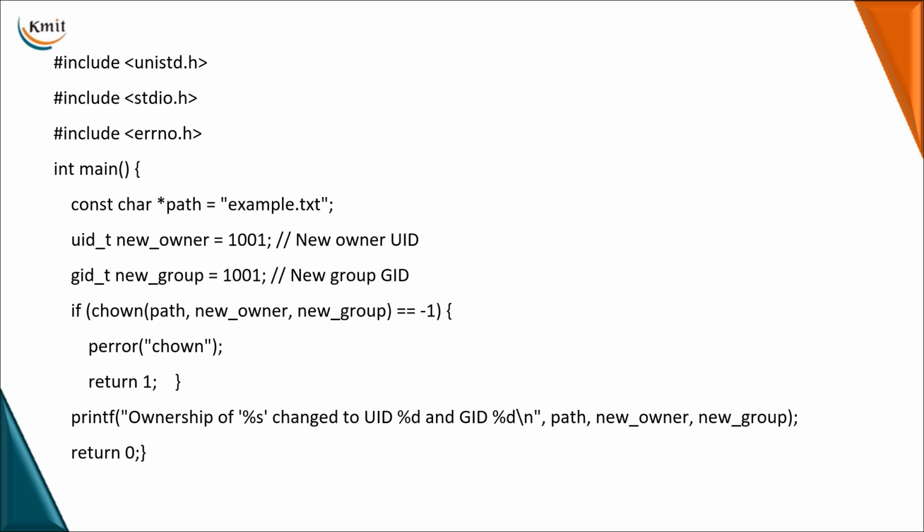If you want to see a sample program here, you are creating an ID for the new owner, and this is an ID for the group. If you want to change the owner of the file, you specify the path of the file, the new owner ID and your new group ID. If you are able to successfully complete this operation, the owner will be changed. Otherwise, it gives you an error stating that it has not been changed.